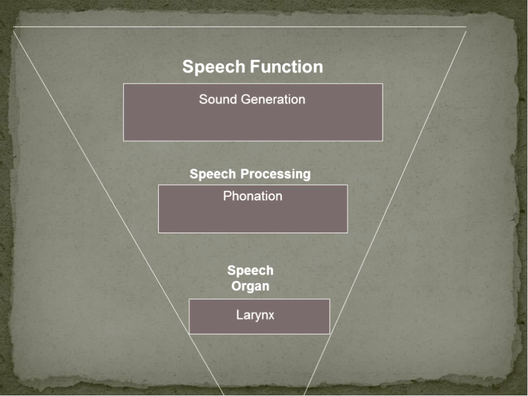The carbon dioxide that is released from the lungs will flow through the next speech organ that's responsible for speech production, which is your larynx. The process involved in producing speech is called phonation. So the larynx uses phonation in order to generate a sound.